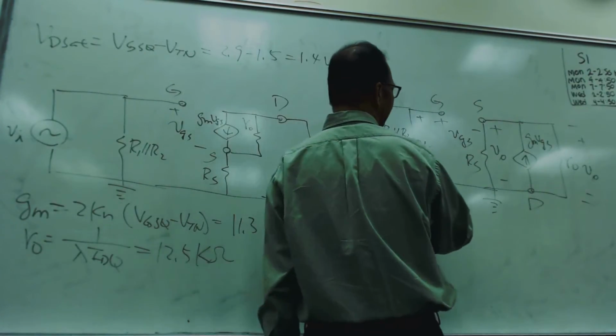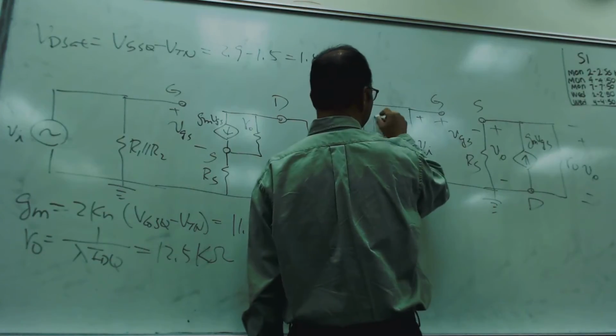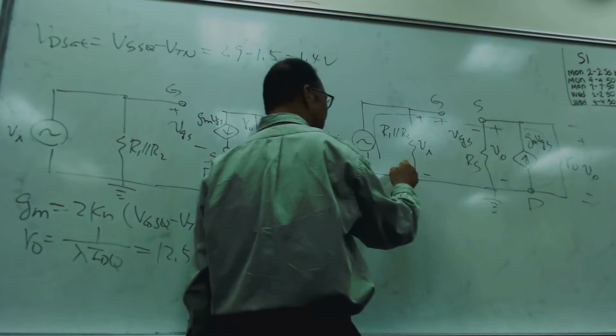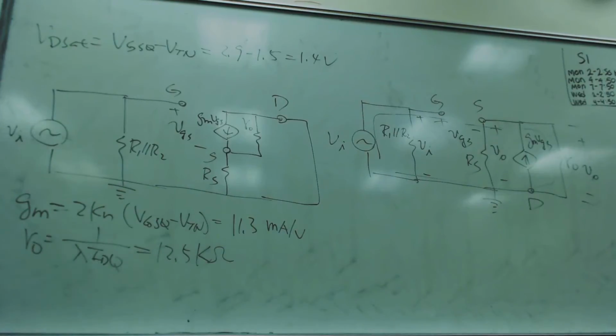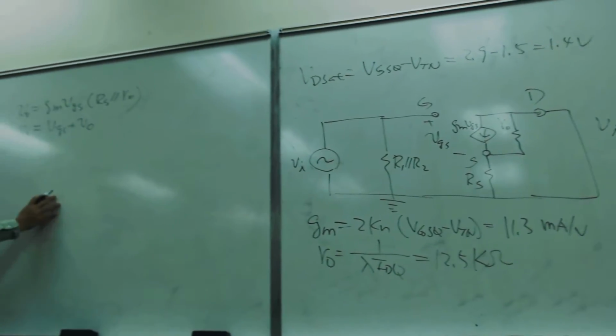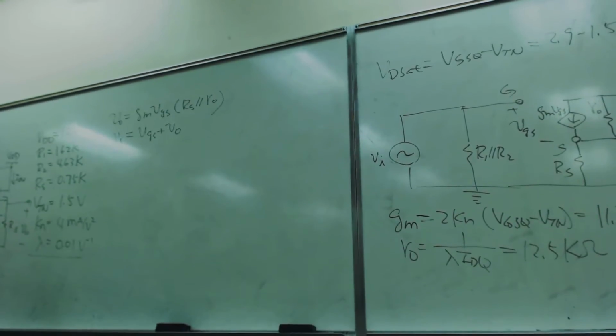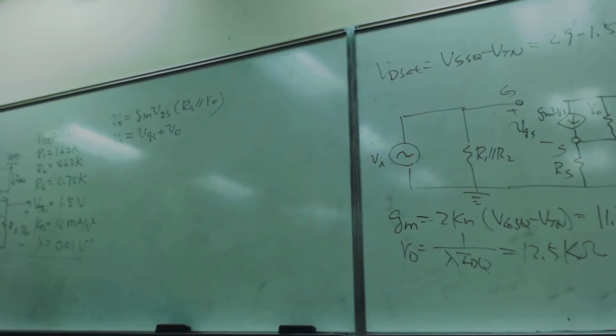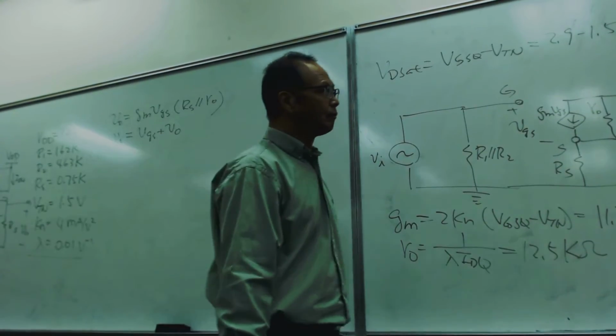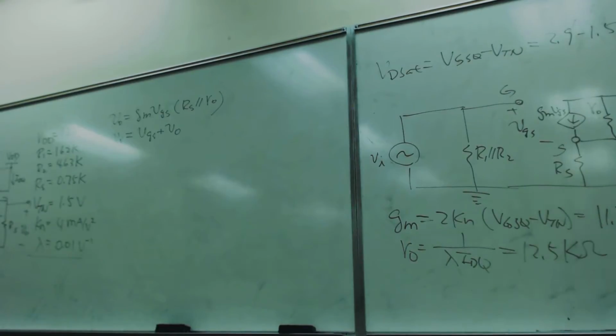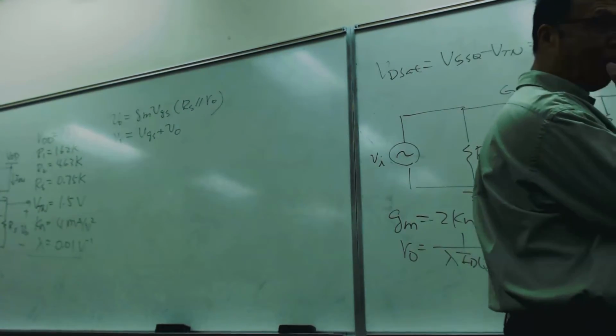Can you go around this loop? Yes? So if you consider the loop, what is V sub I? VGS plus V sub O, right? Agree? It's the same V out here or V out here. So the loop can come here as well. Doesn't matter.